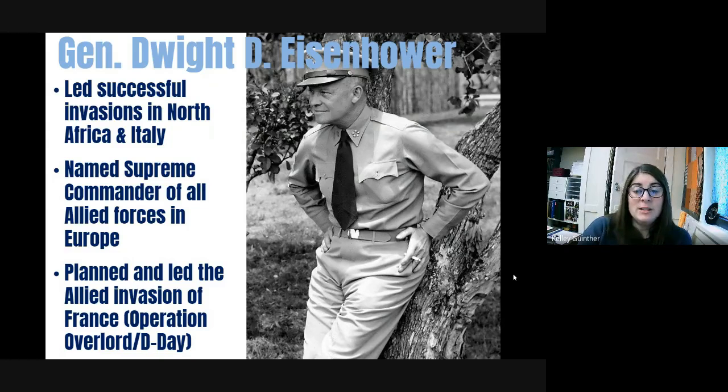Eisenhower is eventually named Supreme Commander of all Allied forces in Europe. So not only the commander of the United States forces, but all of our allies were under his command too. So the French, the English, the Australians, Canadians, anybody who was part of the Allies was under the command of Eisenhower. He's also the one who planned and led the Allied invasion of France.